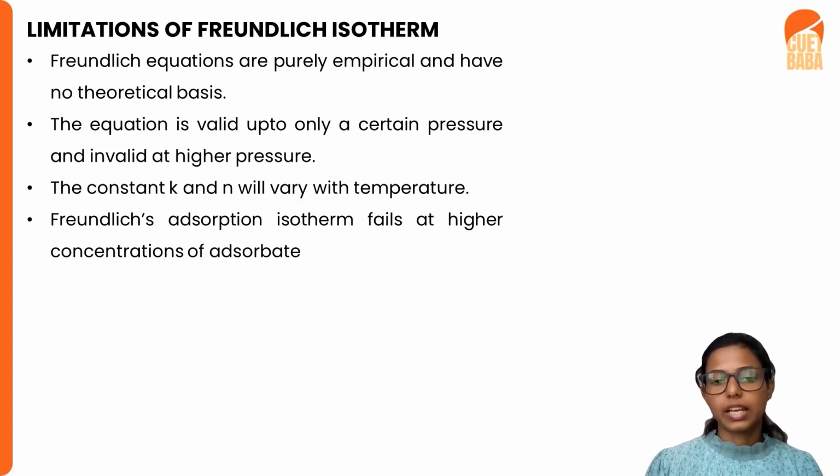And the constants K and n will vary with temperature. We also see that in the adsorption isotherm, there will be different graphs for different temperature ranges. So K and n, the constants we considered in the Freundlich equation, will also vary with temperature. Then the next point is that the Freundlich adsorption isotherm fails at higher concentration of adsorbate. When there is a higher concentration of adsorbate and limited sites on the adsorbent surface, the equation will fail.